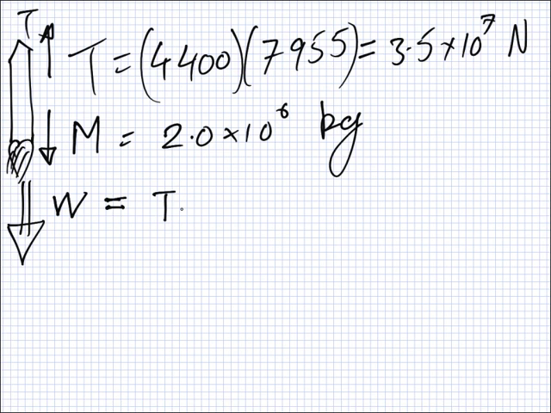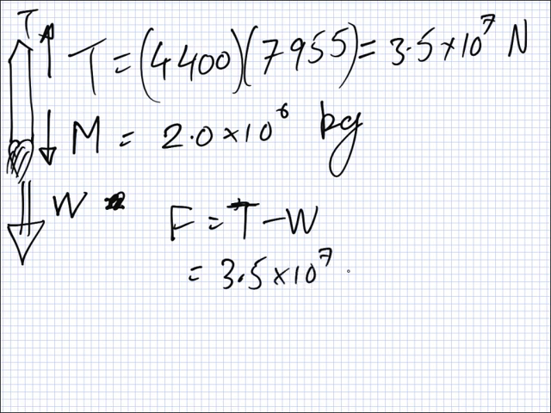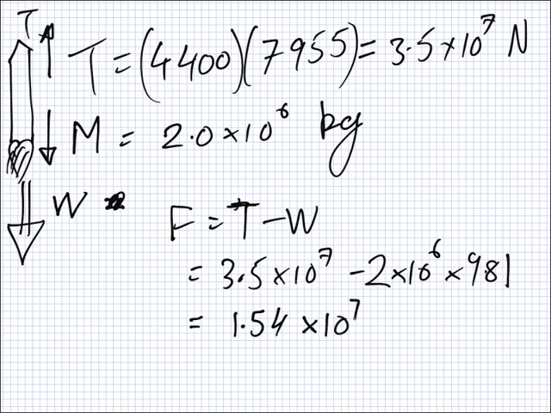Okay, so that's T minus W. Net force F equals T minus W, yeah? Which will be 3.5 times 10 to the 7 minus 2 times 10 to the 6 times 9.81. What do we get here? 1.54 times 10 to the 7. Exponential, yeah. Okay, so what was the problem with this question?